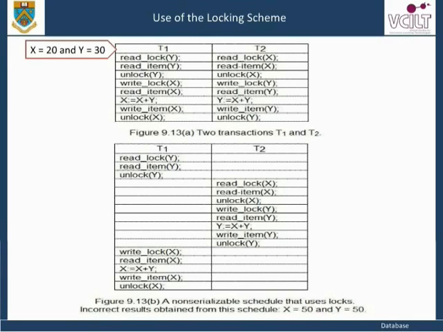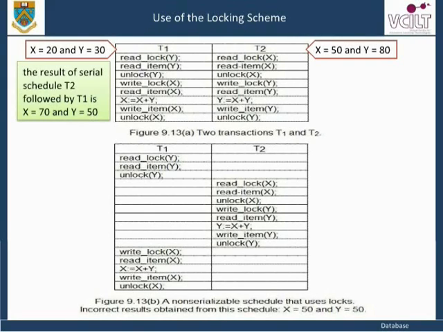Assume initially x equals 20 and y equals 30. The result of serial schedule T1 followed by T2 is x equals 50 and y equals 80. And the result of serial schedule T2 followed by T1 is x equals 70 and y equals 50.